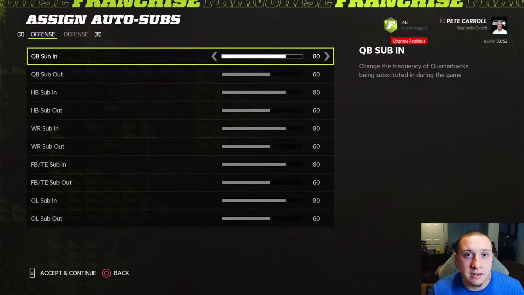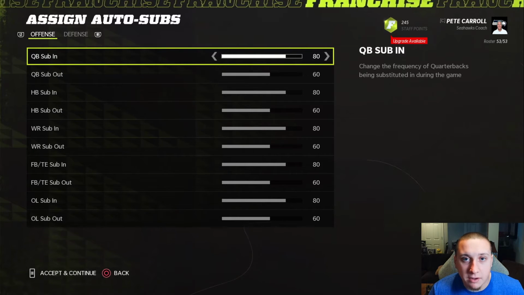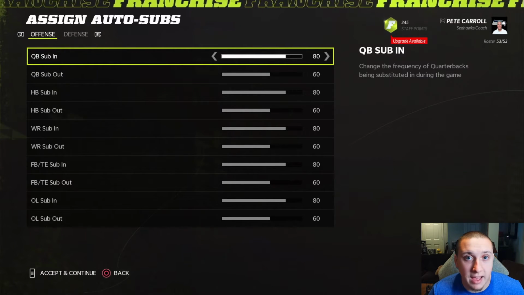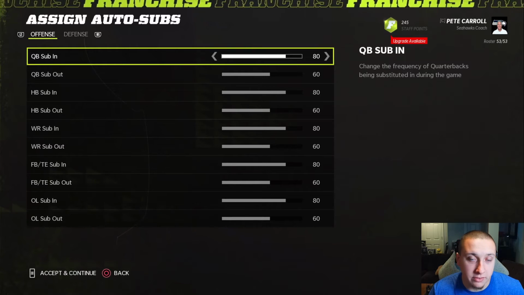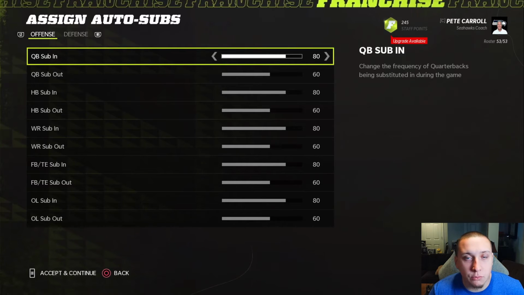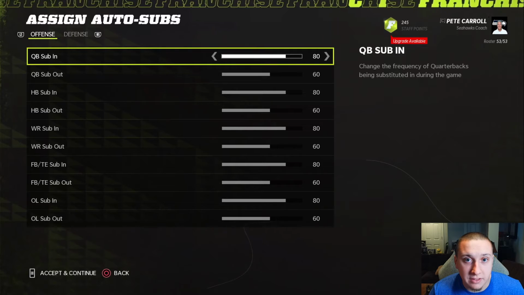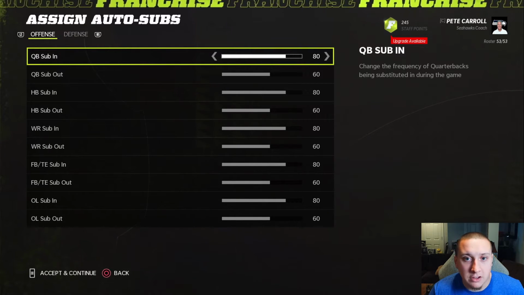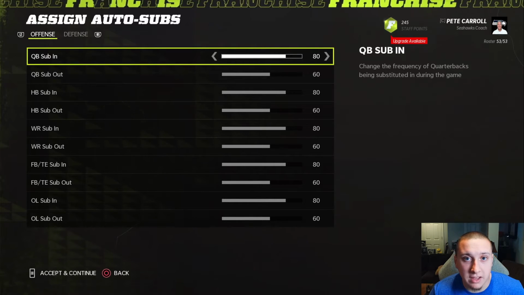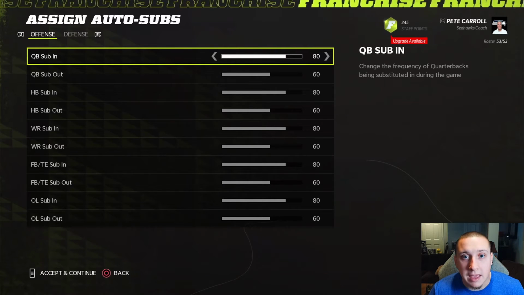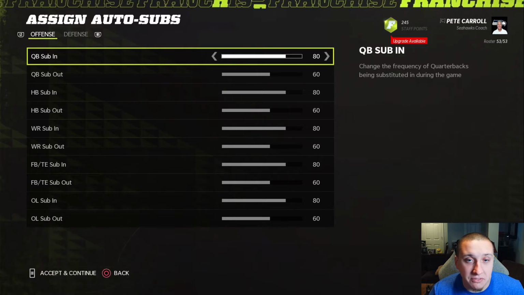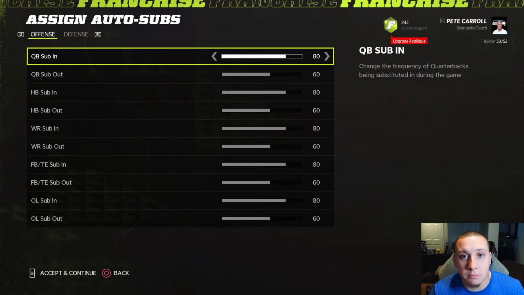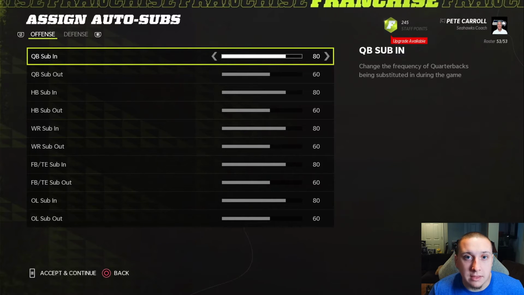However, I had the recent debate of whether this slider set of auto subs is a frequency slider or a threshold slider. And what I mean by that is, with the introduction of the fatigue system within Madden 22, you now have thresholds that determine when a player will sub in or sub out of the game. A player could be at 75% fatigue, could be at 80% fatigue, or any number given within the fatigue system in the game.